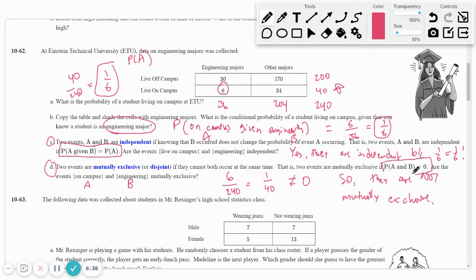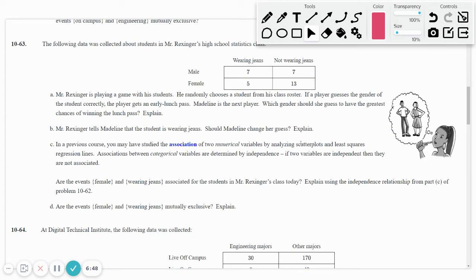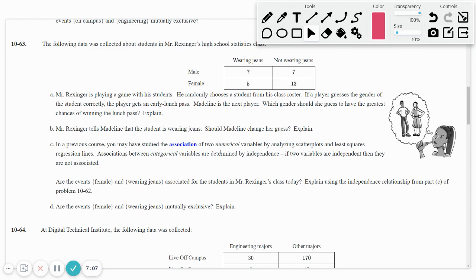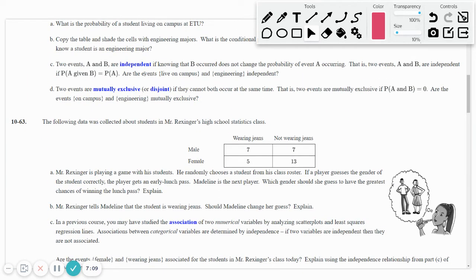So the probability of A and B is equal to 0. That's talking about mutually exclusive. All right. The last part here is talking about association, meaning are two events associated to each other. With association, it's basically, are they related to each other in a sense, or are they not related to each other? If they are associated with each other, that means they are not independent. So for association, this cannot be true.